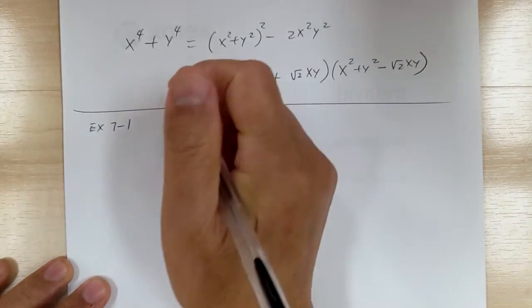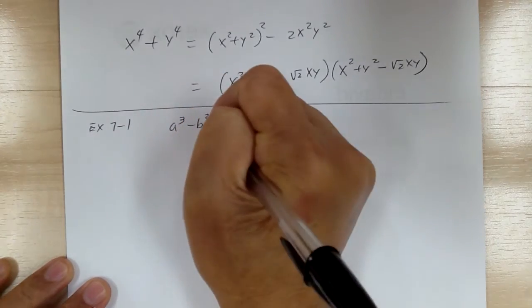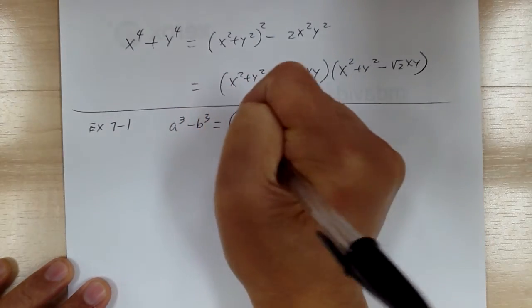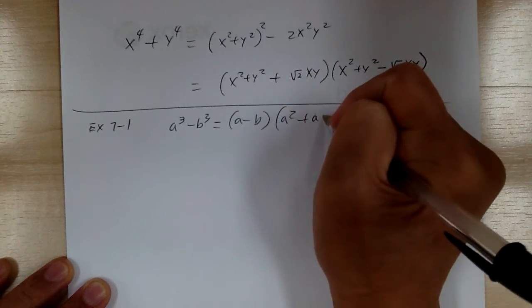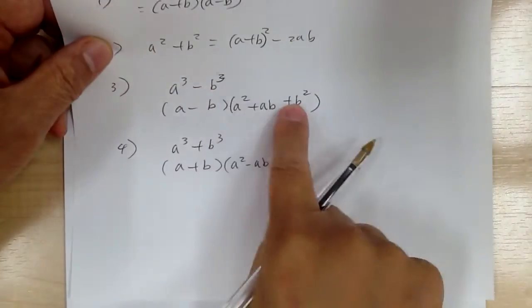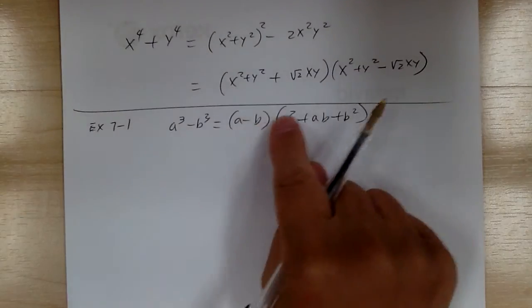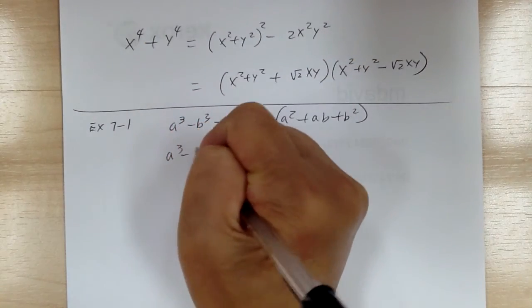Well, 7-1. It says show that a cubed minus b cubed is equal to (a minus b)(a squared plus ab plus b squared). So you want to prove the one we did earlier, prove this one. Again, to prove that, all you have to do is distribute, so multiply everything out. So a cubed minus b cubed.